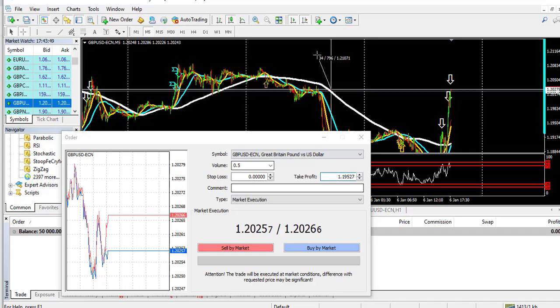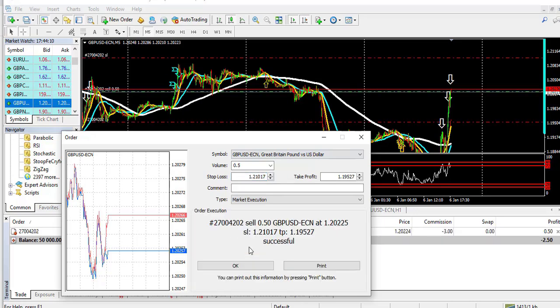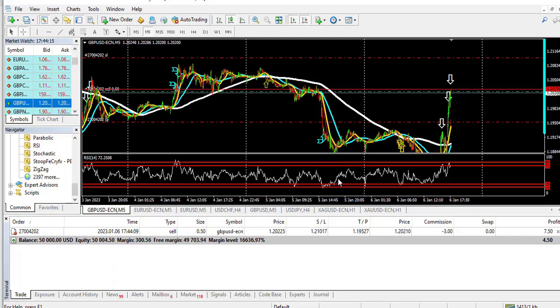So I'll set it 1.21017. I just want to execute my trade immediately. So it has been executed. I'm targeting 75 pips.